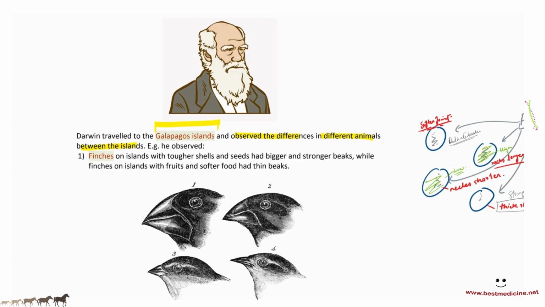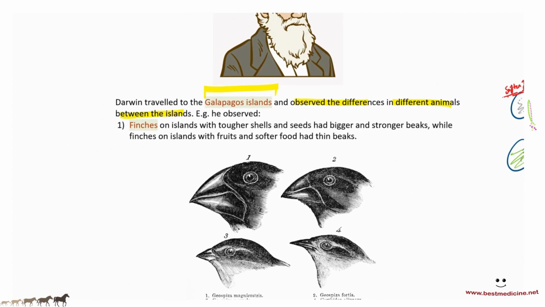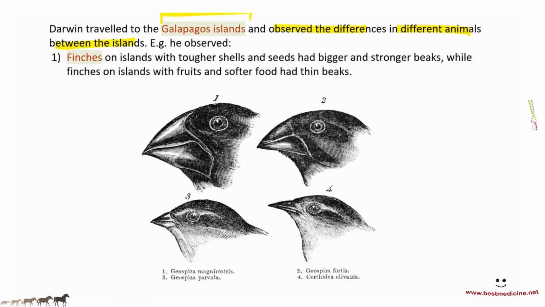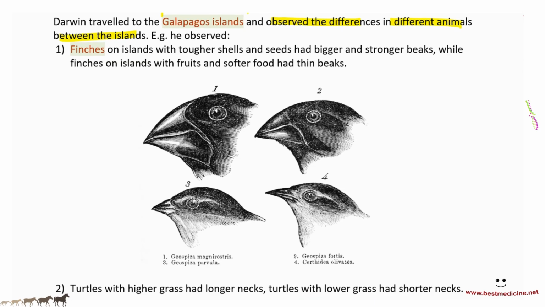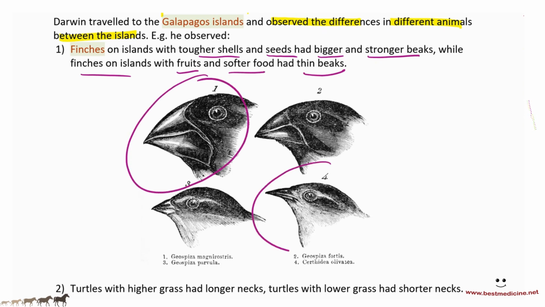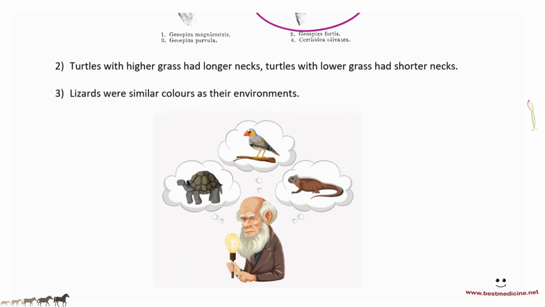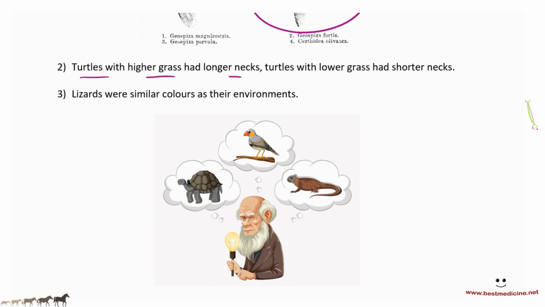Okay, so anyways, let's have a look at some examples. So, number one, we have finches. So finches on islands with tougher shells and seeds had bigger and stronger beaks. That's what he observed. While finches on islands with fruits and softer food had thin beaks. For example, number one, very thick beak, right? Number four, thin and delicate beak. Number two, turtles with higher grass had longer necks, right? Turtles with higher grass had longer necks, and turtles with lower grass had shorter necks. Lizards were similar colors as their environments, and so on, right? So that they're able to better camouflage themselves.